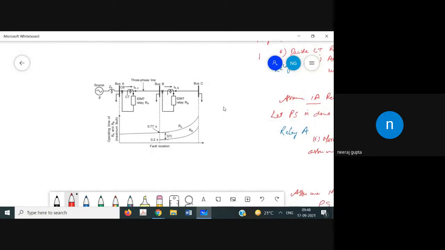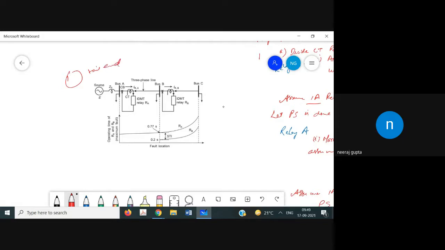Now, if you take the case of this figure, it gives us the fault clearing time as a function of fault location in the case of IDMT relays. Some general rules that can be inferred from this diagram: first, we start the setting from the tail end of the relay.